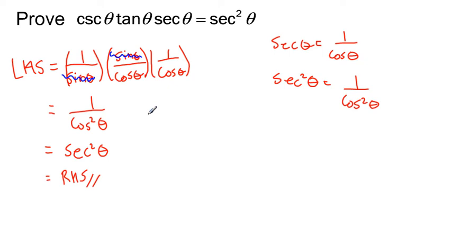So that's what you've got to try and do. If you're given a situation where you have one of these proofs, try to get it in terms of sine and cos, and then try and get some stuff to cancel. So let's try another one.